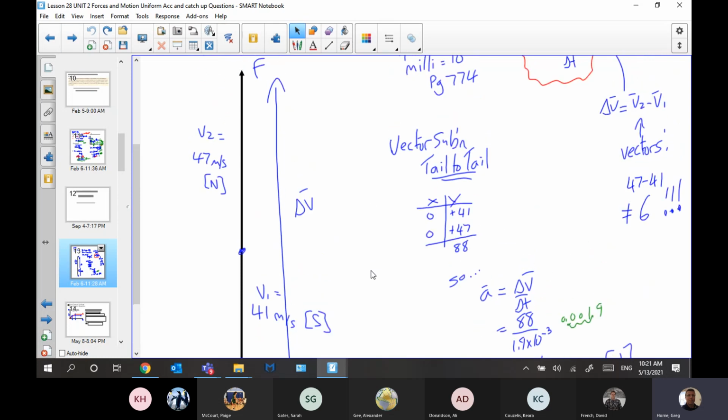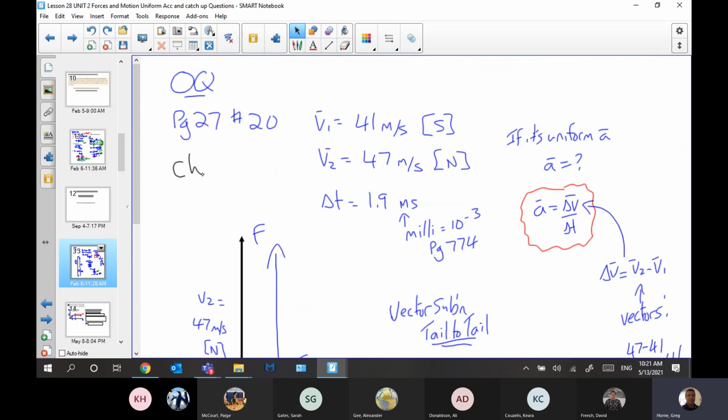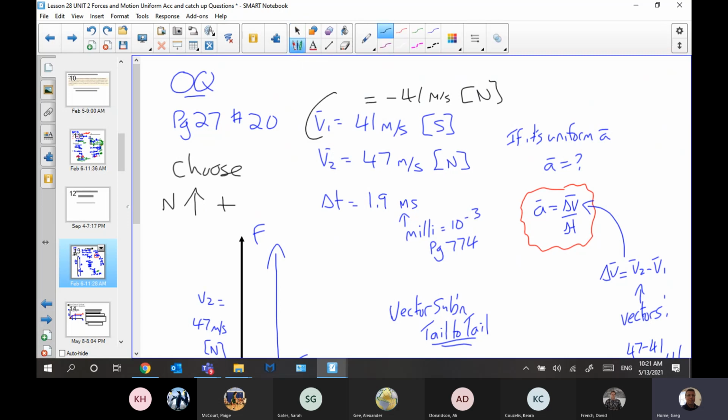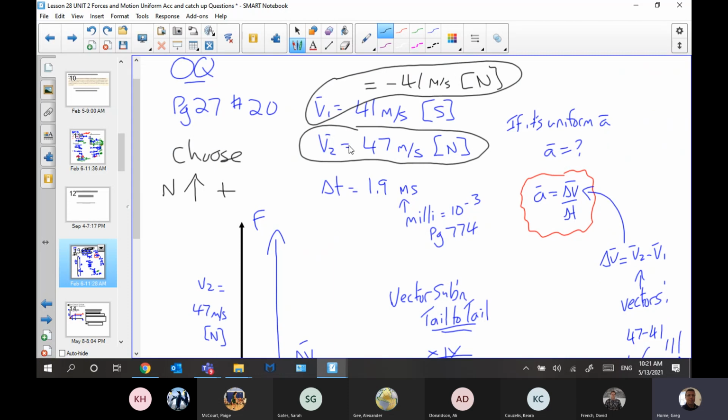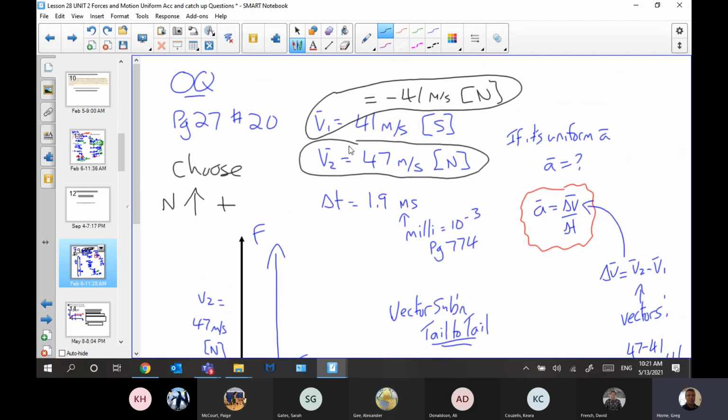So if I said here, let's choose north as the positive direction, then that means that this one would equal negative 41 meters per second north, right? In which case now we have numbers. We have a minus 41 north as an initial velocity, and we have a 47 north as a final velocity. And then when you do v2 minus v1, I'm just going to do it up here for now. So your delta v itself is going to be v2 minus v1.